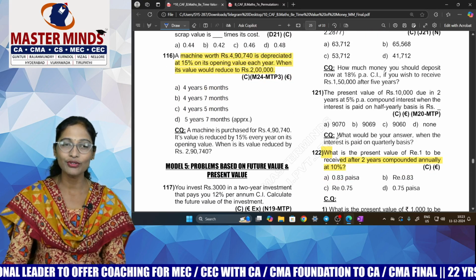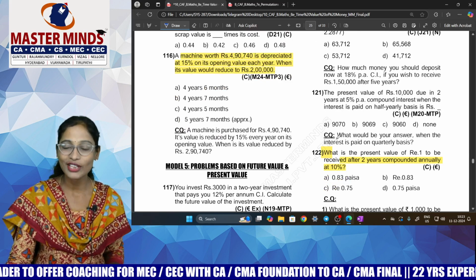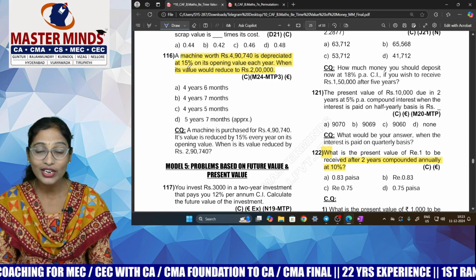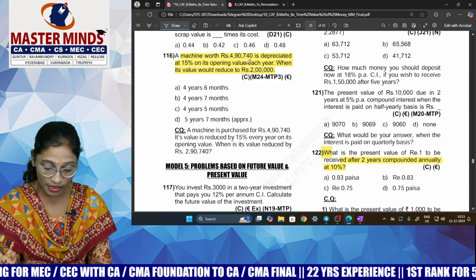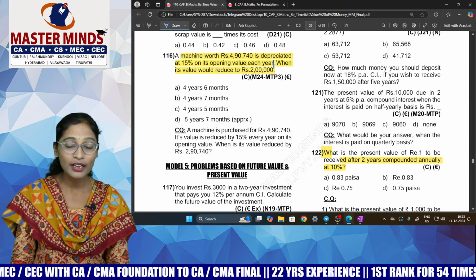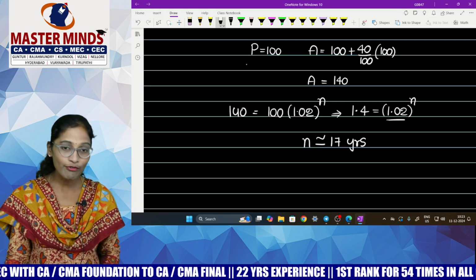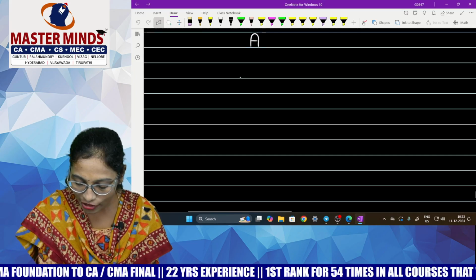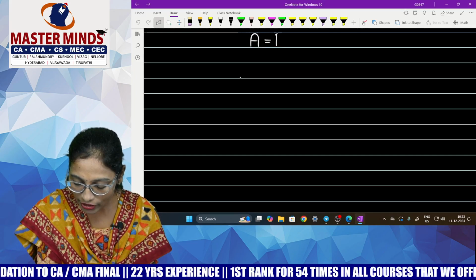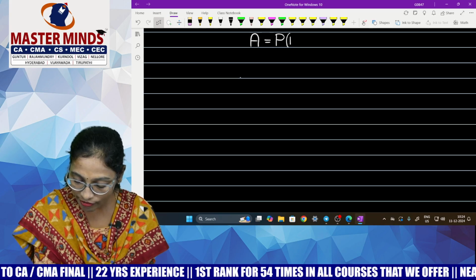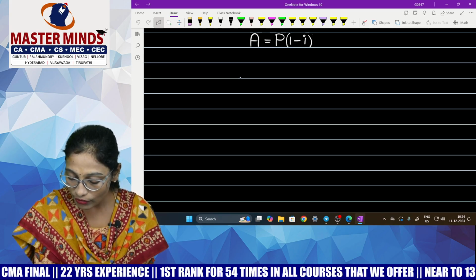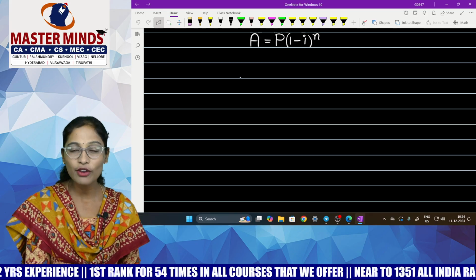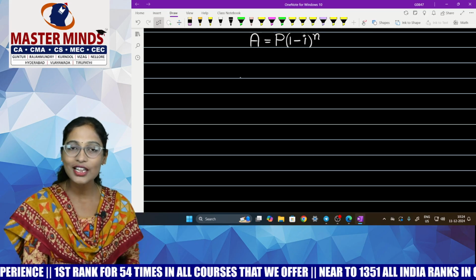It becomes very easy. Now let's have a look at another MCQ that is also based upon number of years. A machine worth 4,90,740 is depreciated at 15% on its opening value each year. It's a question related to depreciation. So now I have to tell you the formula for amount in depreciation, guys. Depreciation means every year its value will be reduced. Like in compound interest, we used to add interest to the principal. Here we subtract the depreciation from the principal. So the amount for depreciation will be A equals P of 1 minus I whole power n, where I is the rate of depreciation.